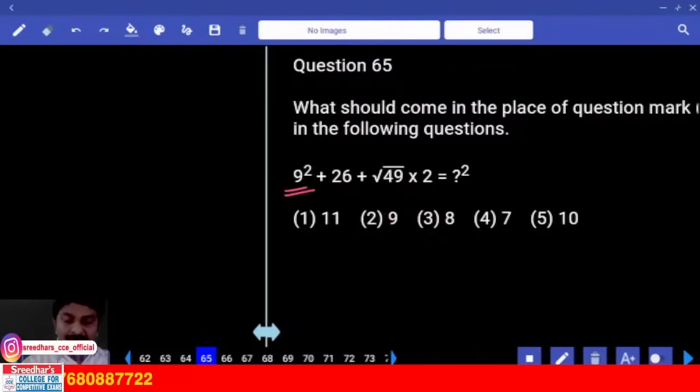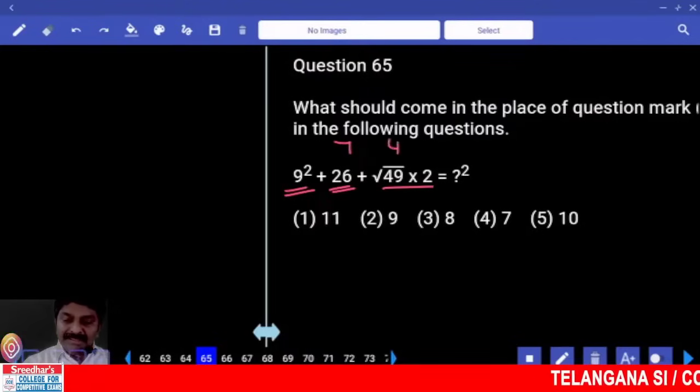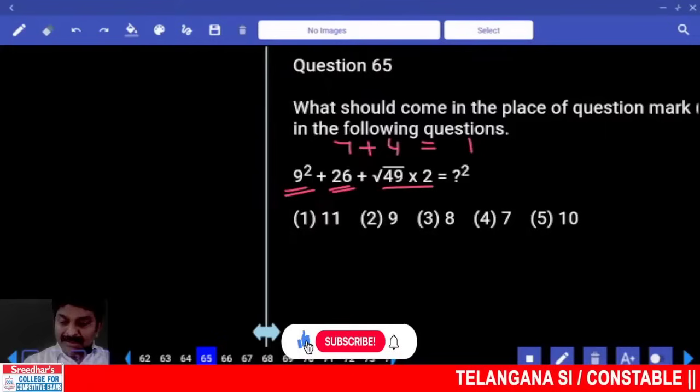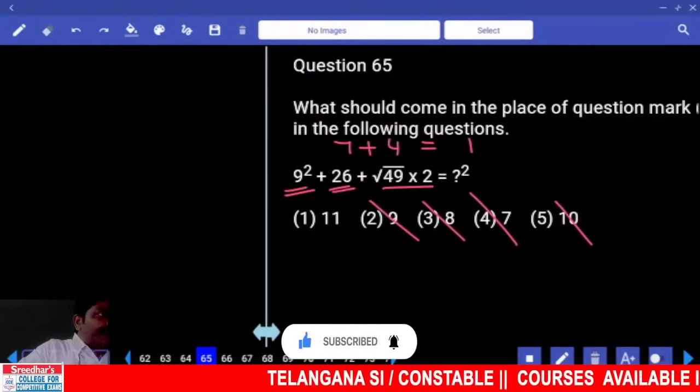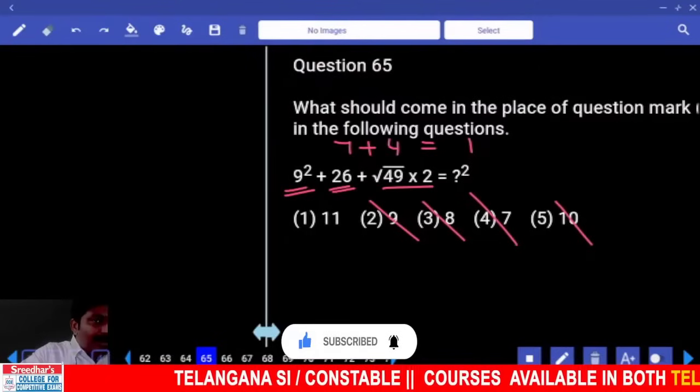Ends with 1 plus 6 ends with 7. 7 into 2 ends with 4. 7 plus 4 ends with 1, 10 square ends with 0, right? So that is eliminated and first option final answer. Okay.